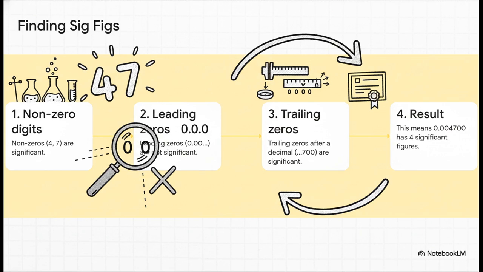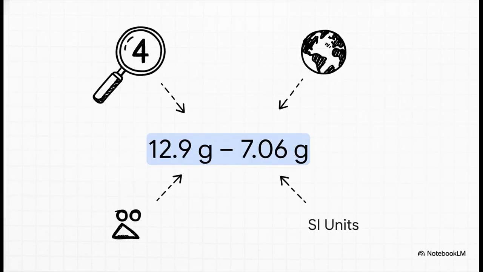Zeros at the very beginning of a number, like the ones in 0.004700, are just placeholders, so they don't count. But, and this is crucial, zeros at the end of a number that has a decimal point are super significant. They're telling you how precise your measurement was. So for our example here, we have 4 significant figures: the 4, the 7, and those 2 important zeros at the end. All right, armed with this new knowledge, let's go back to that mystery equation from the beginning.